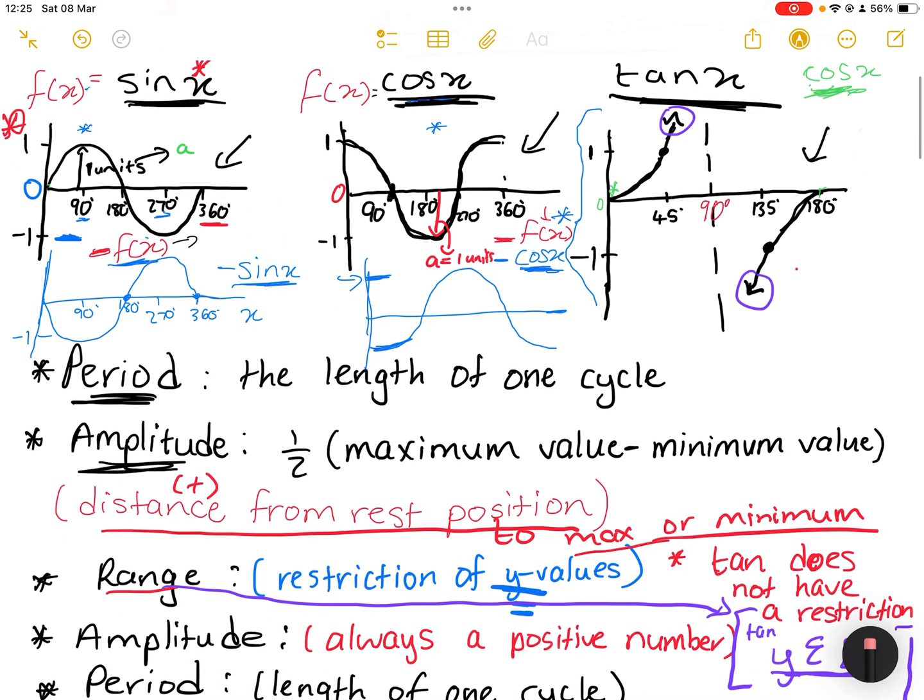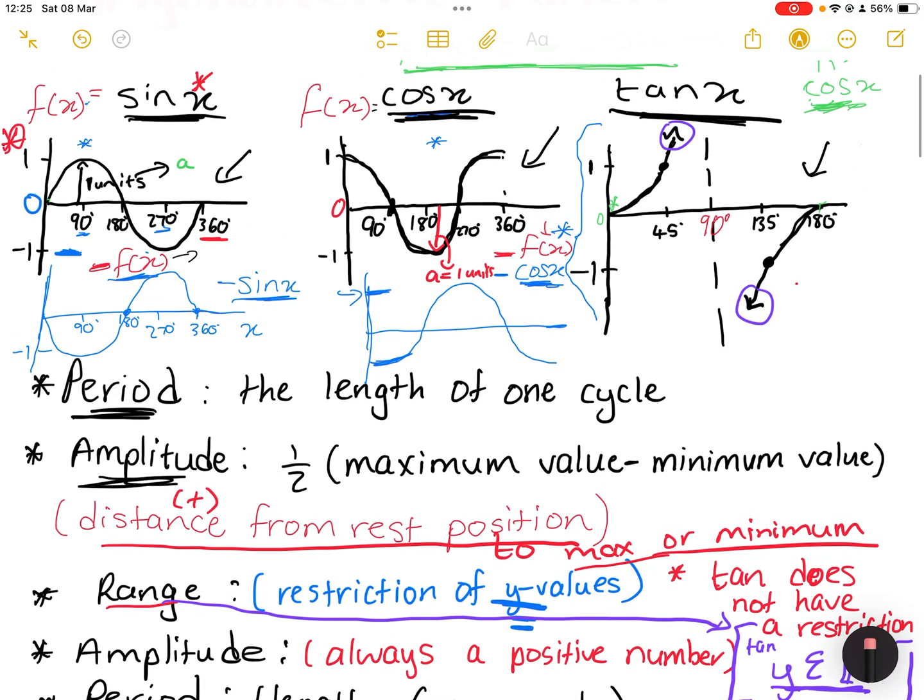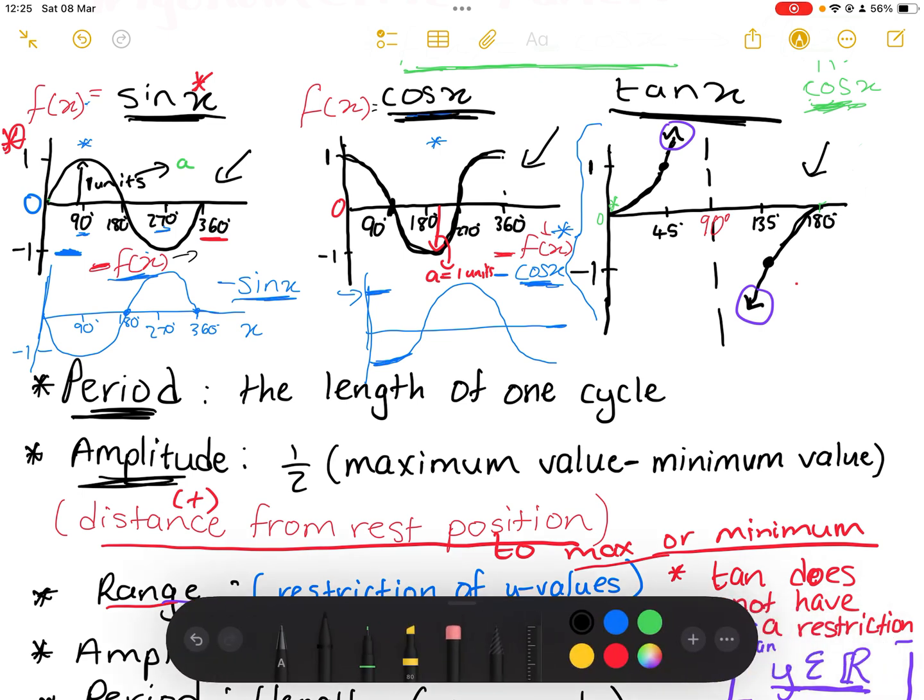And the amplitude is what, how do you measure the amplitude? It's half of the maximum value minus the minimum. For example, the graph of sine that I wrote: it's going to be half, then the maximum was 1, minus the minimum, which was minus 1. So 1 plus 1 is 2, half of 2 is 1. Therefore your amplitude is going to be 1.